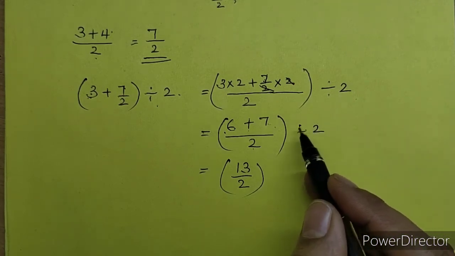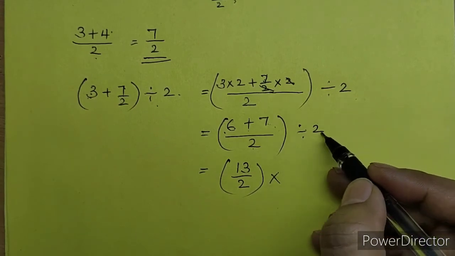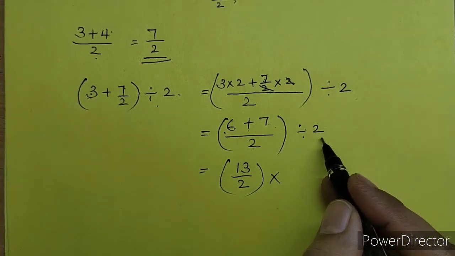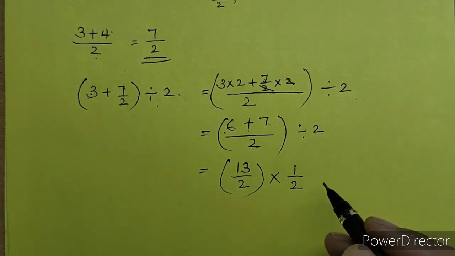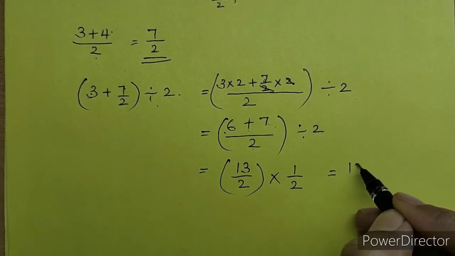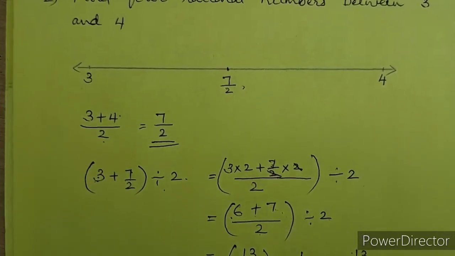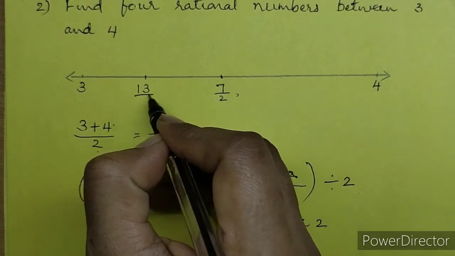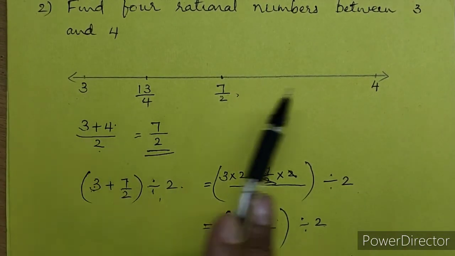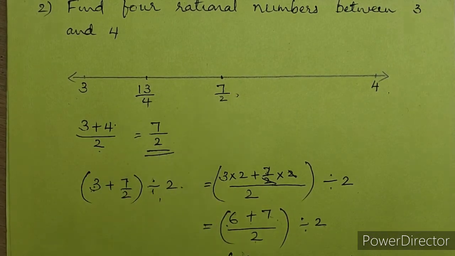Now this is division of a fraction, so you can change it to multiplication and take the reciprocal of the second number. This is 2 by 1. Reciprocal means you just flip it, that is 1 by 2. So it is equal to 13 by 4: 13 into 1 is 13, 2 into 2 is 4. So 13 by 4 is the next number in between 3 and 7 by 2. You can mark 13 by 4 on the number line. Now we got two rational numbers in between 3 and 4.